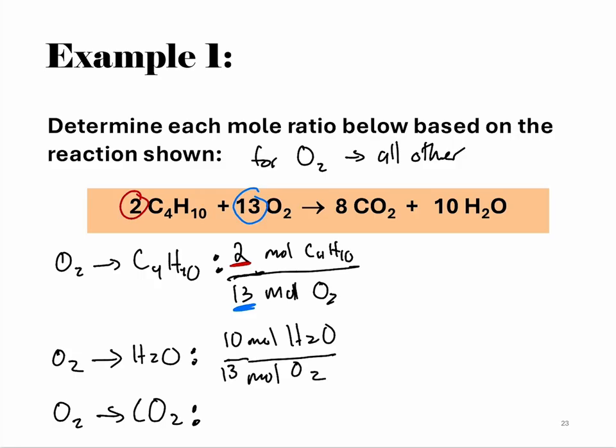What about from oxygen to CO2? 8 moles of CO2 per 13 moles of O2. Right? And the only reason we have the ratio in this order is because I'm saying we're going from oxygen to CO2. If we're going the other way, then these ratios would be flipped. All right, any questions on that? Because I know this is not easy.